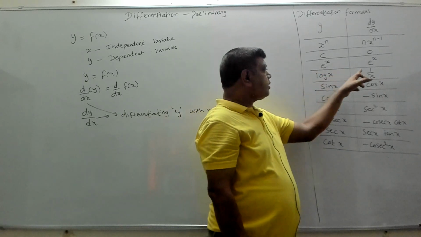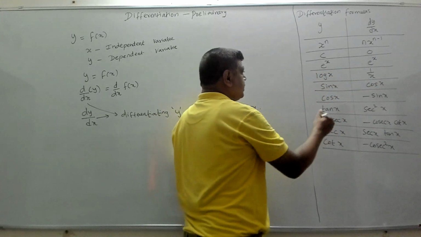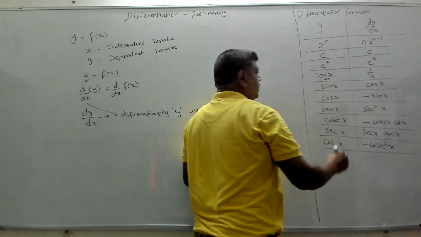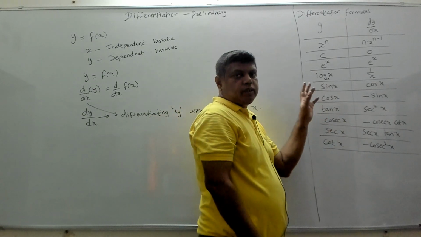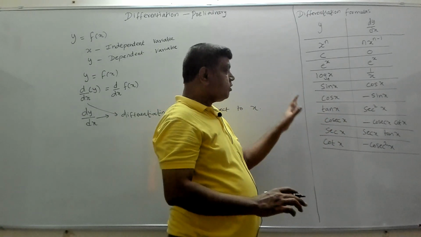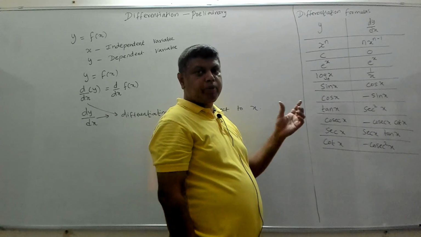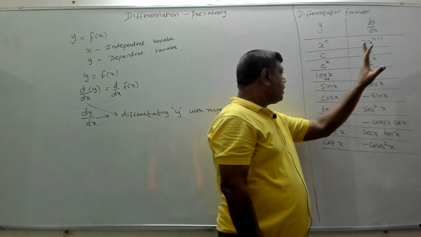Differentiation of log x is 1 by x. When I say log, it is to the base e. Log x to the base e. We generally write it, throughout the session, as log x, and it means log to the base e. So the differentiation of log x is 1 by x.